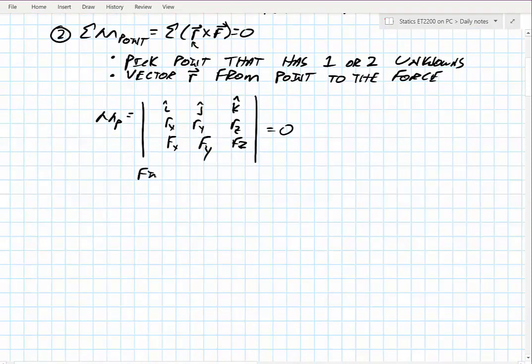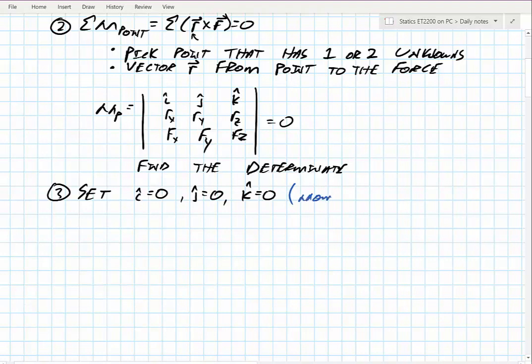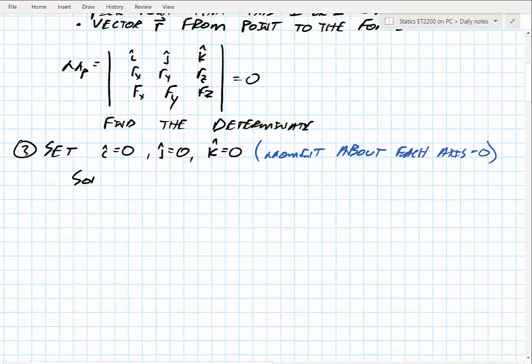When you find the determinant, you're usually going to have multiple forces, so you'll have multiple i hats, j hats, and k hats. So the third step to solve this is that we are going to set all of our i hat components from those determinants equal to 0, our j hats equal to 0, and our k hats equal to 0. In essence, this is taking the moment about each axis and then solving for any unknowns. That'll be 3 equations, so you should be able to solve for 3 unknowns in this case.